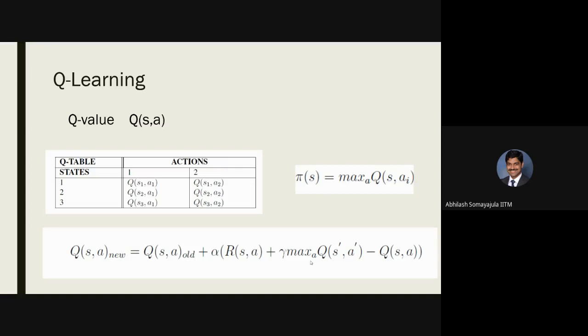The max A of Q, what it is doing is, from S dash, you're trying to see what is the most optimal way to go forward. You're choosing the action which will correspond to the maximum Q value, and then you're following it. So that Q value over there is talking about the transition from S dash onward. Okay. All right. Any other questions?